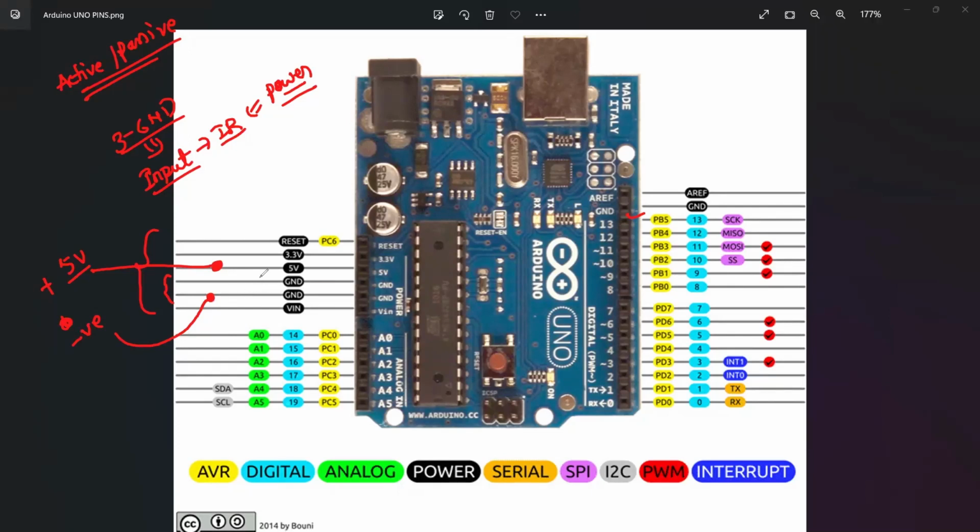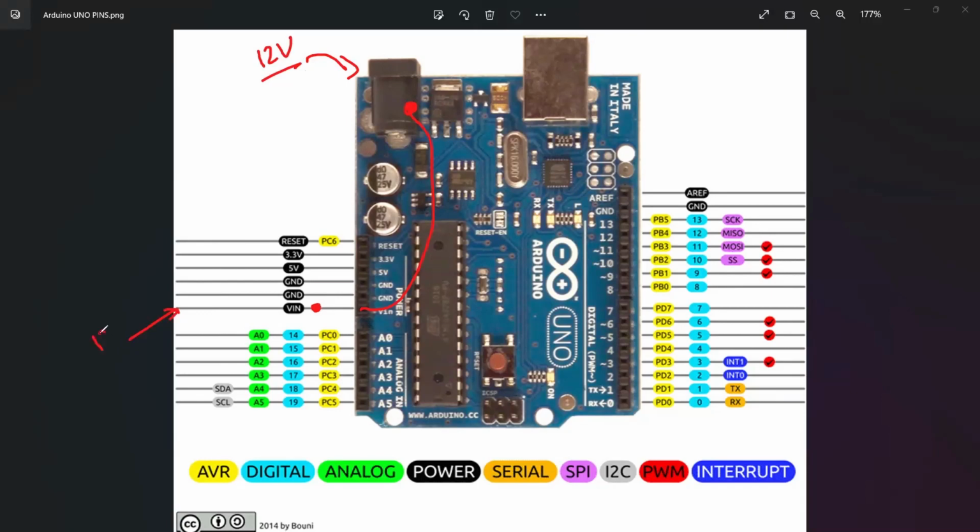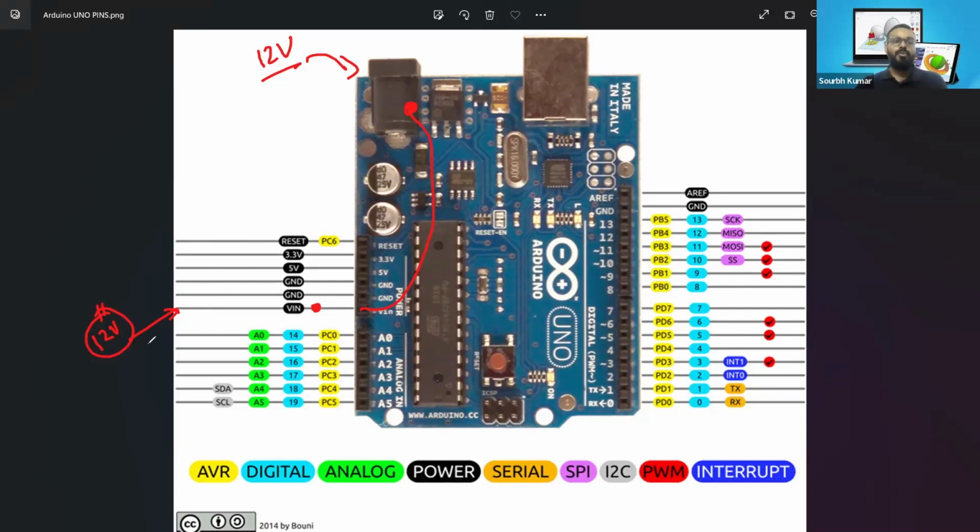What's the use of VIN? As I mentioned earlier, the VIN pin is directly connected with the power source coming from the DC jack. Whatever power we put through the DC jack, suppose 12 volt, we will receive the same from the VIN pin. It can also be done vice versa. If we supply 12 volt to the VIN pin, then we can pull out 12 volt from the DC jack.